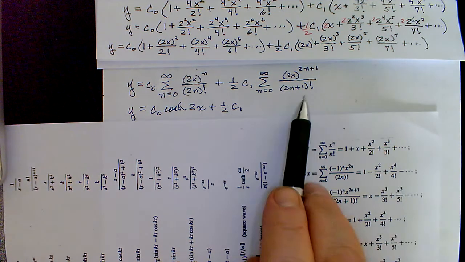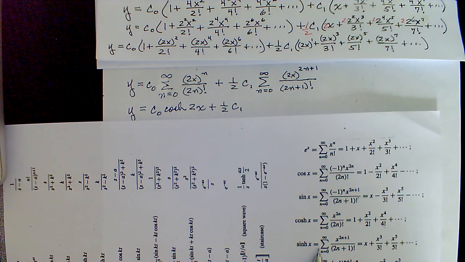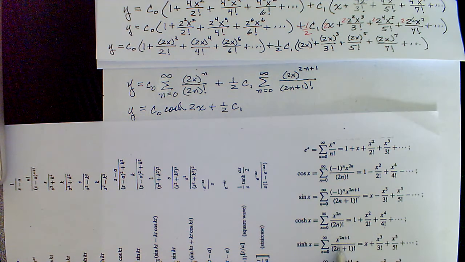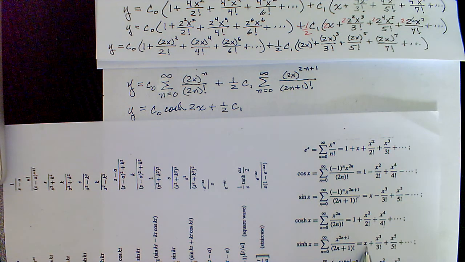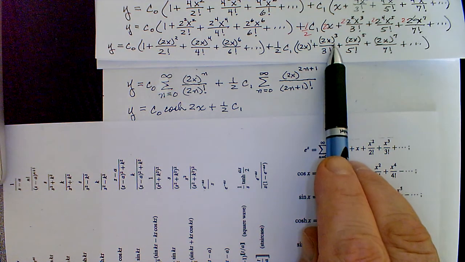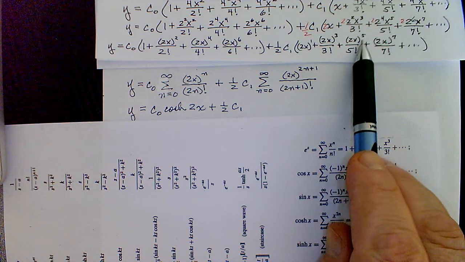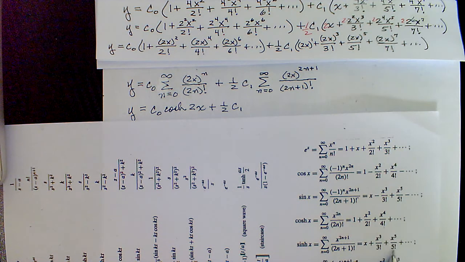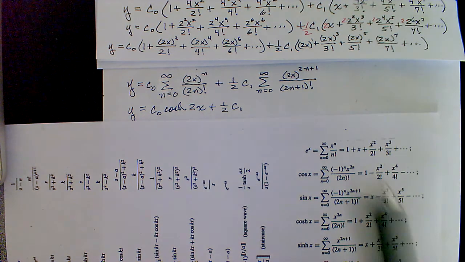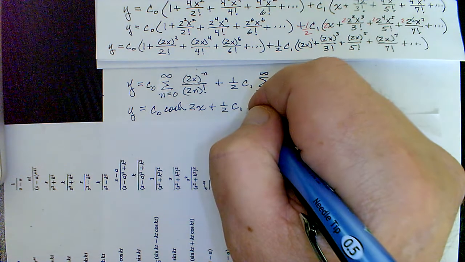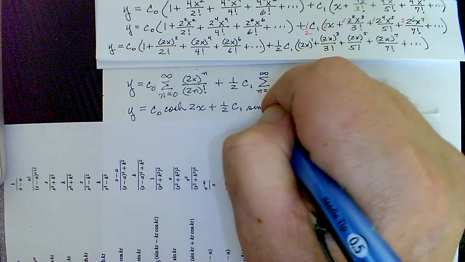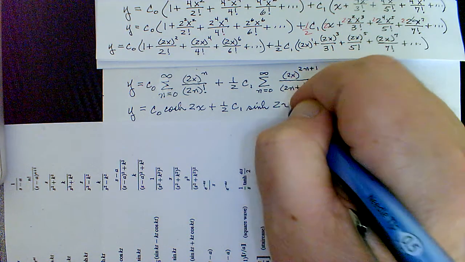And this one I believe was the hyperbolic sine we were working with. And look at the polynomial expansion. 2x to the first. There's x, which is 2x to the first. x cubed over 3 factorial, 2x as a quantity cubed over 3 factorial. 2x as a quantity to the 5th over 5 factorial. Everything's matching to be the hyperbolic sine of x, but where x is 2x. So therefore 1/2 c sub 1 hyperbolic sine of 2x.